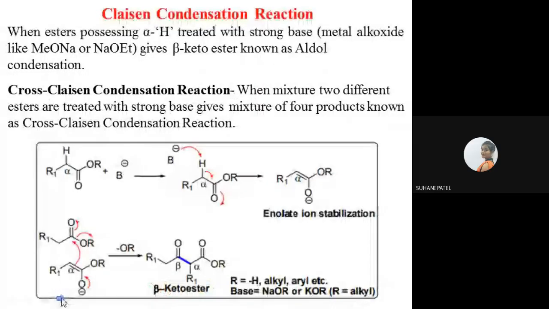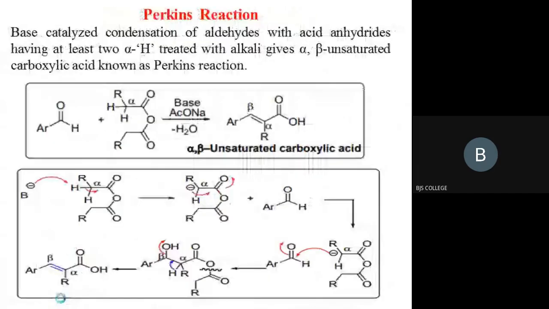Okay. So now we'll go for the third named reaction where the carbanion is involved. That is called Perkin's reaction. Now you can see, whether it was aldol, Claisen, or Perkin, all these are catalyzed by base. Why? Because to generate a carbanion you need a base. So all these are base catalyzed reactions.